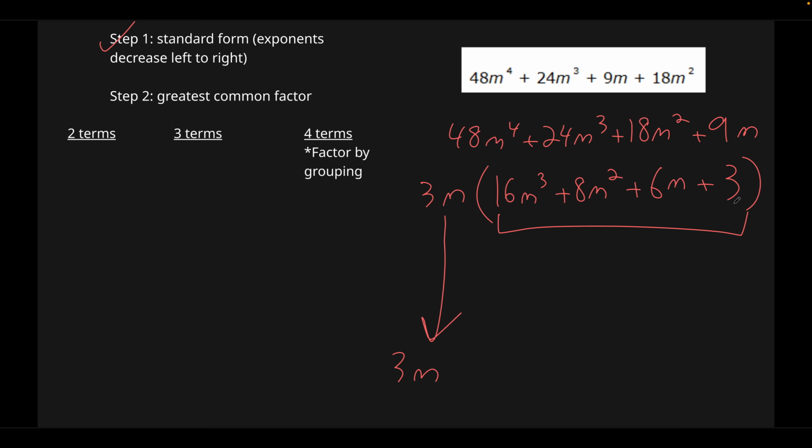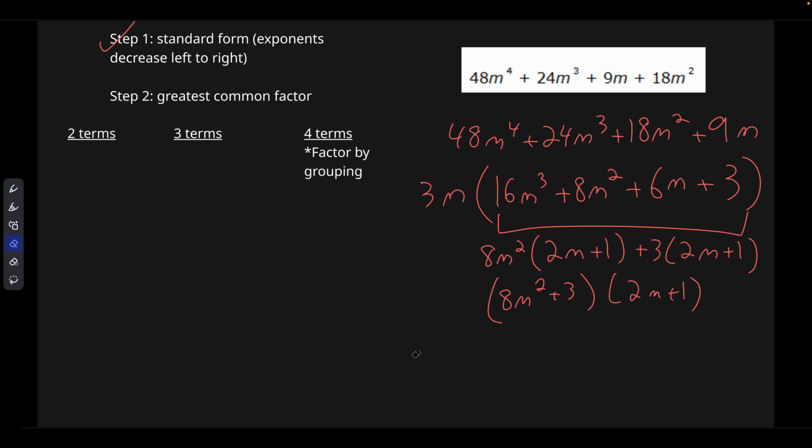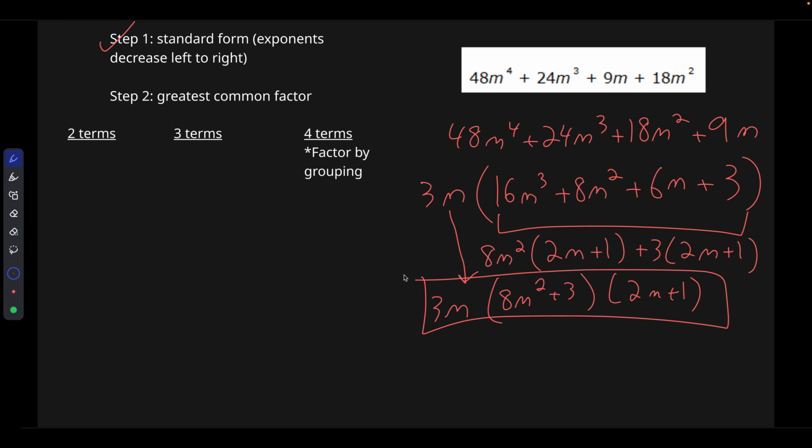We should know how to do that. So I'm going to skip through the work here. Okay, so here's the work. Again, we should know how to do that by now. And when we get to our final answer, we're just going to take that 3m and put it back in the front of the parentheses. So this whole thing is our answer.